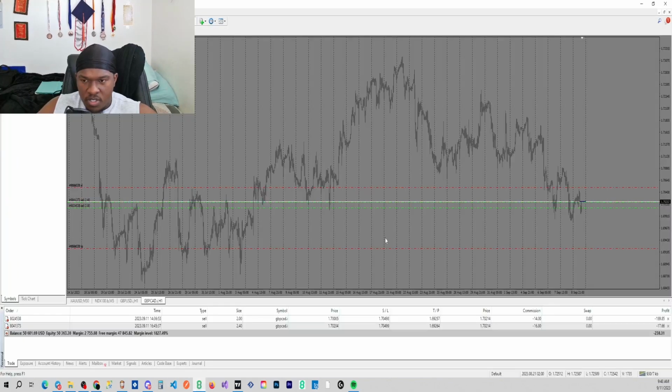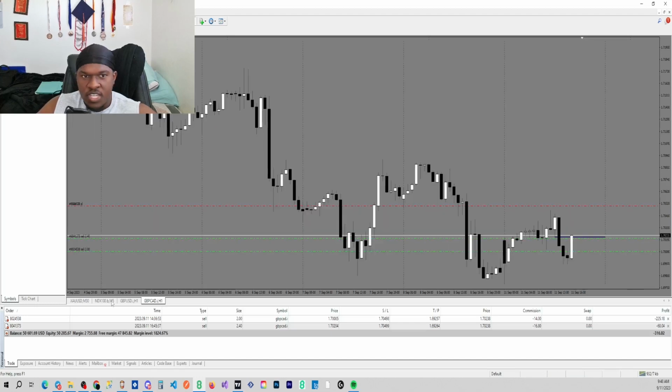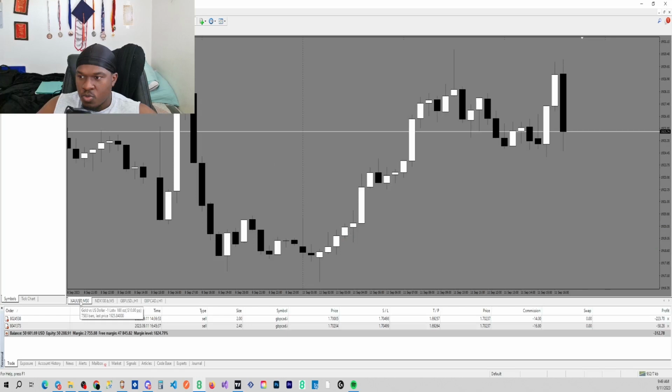I'll show you right here. I have my second entry on GCAD. You can see one entry, two entries. So that's what I'm looking for. I'm currently in these two entries on GCAD only. No entries on gold at all. As you can see, no entries on gold.